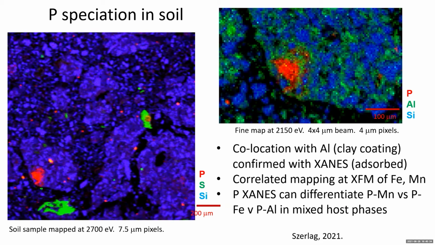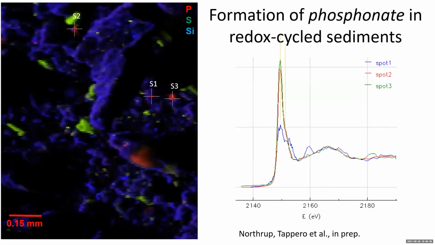On the biological side, looking at sediment that has been redox cycled in a wetland, we also see a contribution from organic phosphonate. And phosphonate is a phosphorus species with a phosphorus-carbon bond. And of the 3 spots that are analyzed on this map, one spot is an apatite grain, and the other 2 are organic phosphate, mostly phosphonate species.